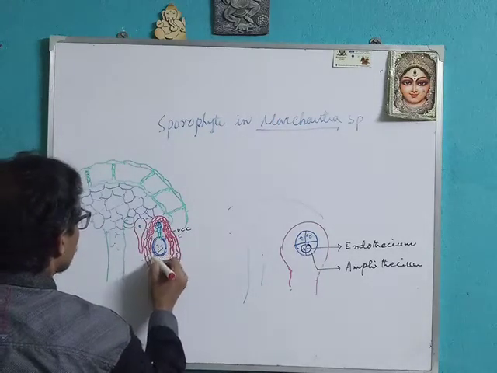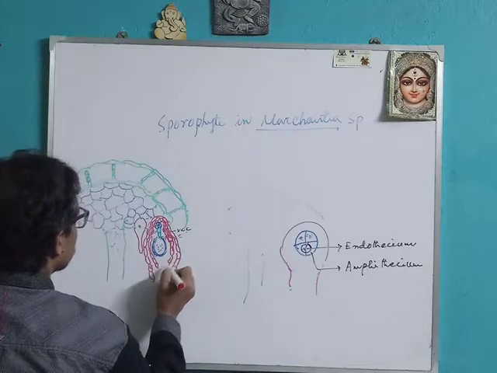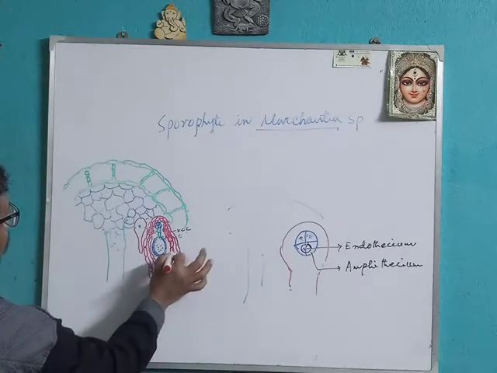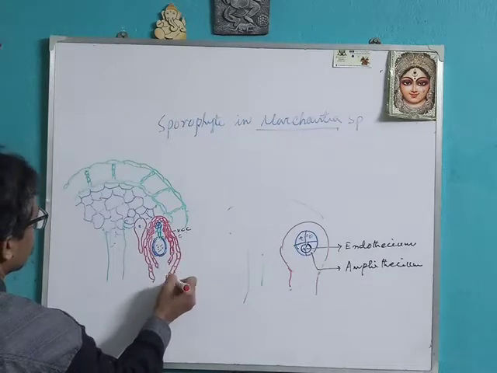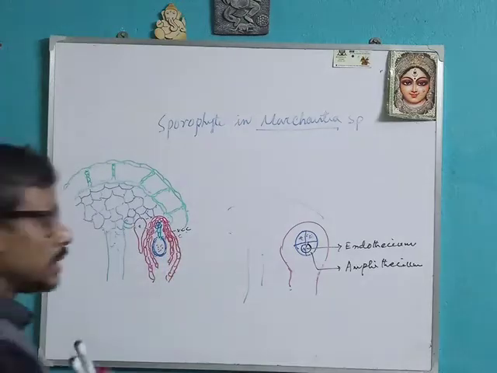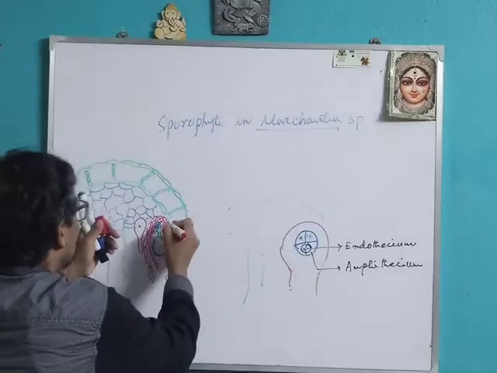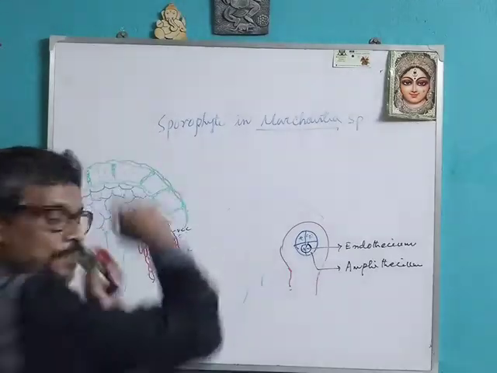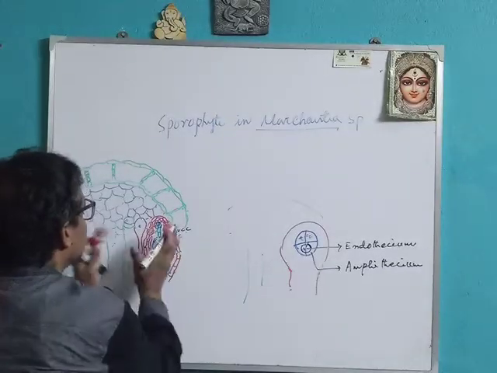So this one is called calyptra, and this one is called pseudoperianth. These cells are actually haploid in nature. This is acting as a seed around the growing sporophyte, offering enough protection to the growing sporophyte.